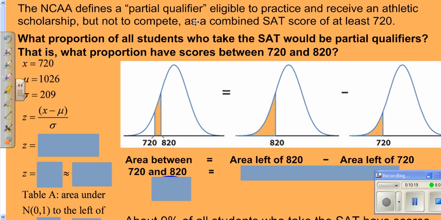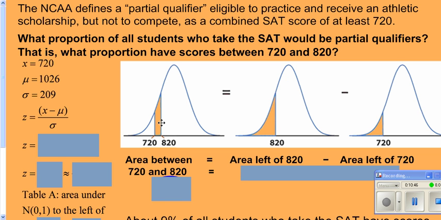So, partial qualifiers score at least a 720. But we know if they're an 820 or above, they are fully qualified. So what percent of our students are partial qualifiers? We need to figure out what percent of the data is between an 820 and a 720. So all we have to do then is do our z-score. We don't really have to figure it all out for the 820. We did that on the previous couple of slides.